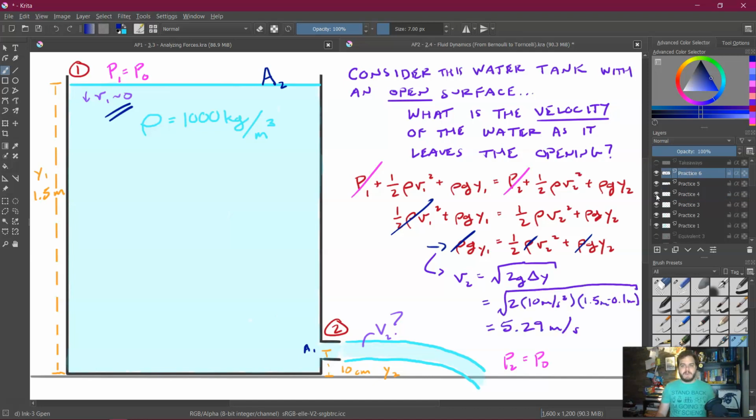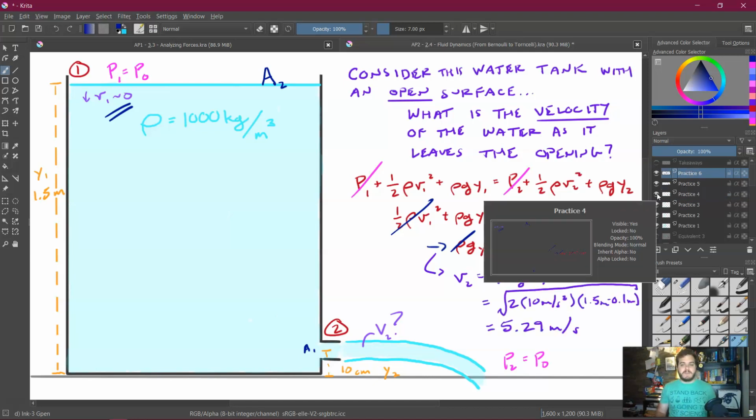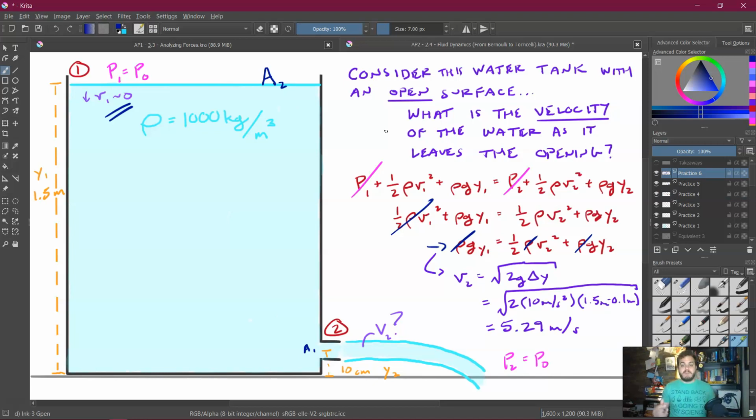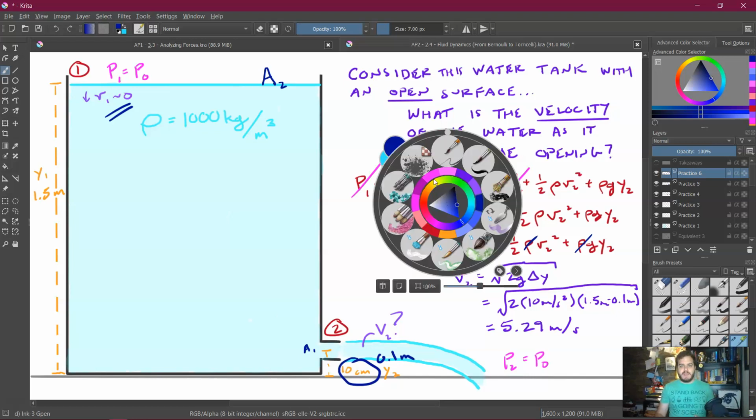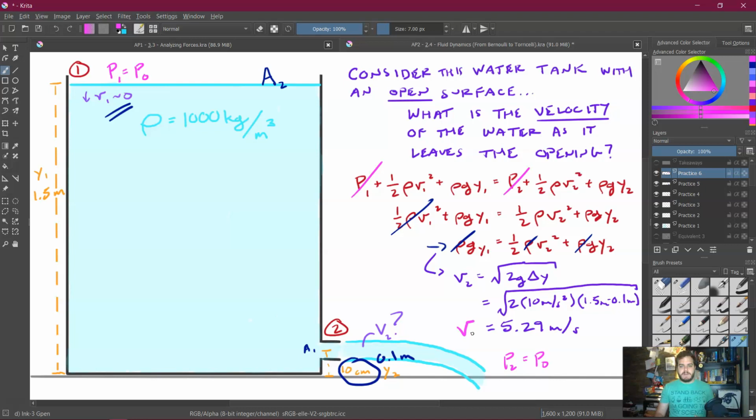I plug in my numbers, so we have 2 times 10 meters per second squared times 1.5 meters minus 0.1 meters. Remember, those both have to be in meters, so we have to convert 10 centimeters to 0.1 meters. And when we do then plug the numbers in, we should get about 5.29 meters per second. So the velocity of the water at the bottom is about 5.29 meters per second as it leaves this opening.